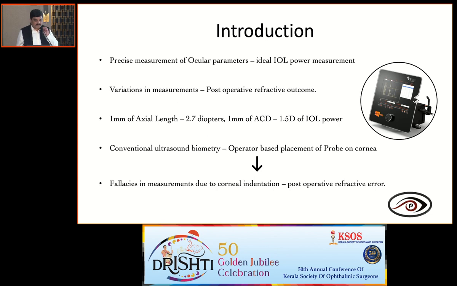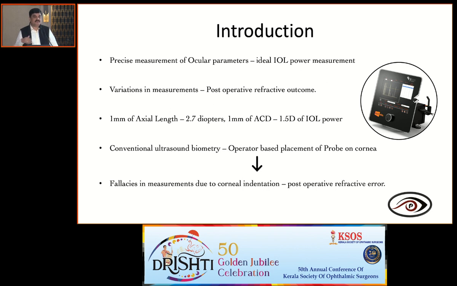biometry is nothing but the measurement of ocular parameters, giving rise to ideal intraocular lens power measurement. If you make around 1 mm of axial length mistake with ultrasound biometry, there is always a difference of around 2.7 diopters. And even a 1 mm mistake in ECD means almost 1.5 diopters of IOL power difference. So you have to be very careful with conventional ultrasound biometry, especially when putting the probe on the cornea, as you cannot press.